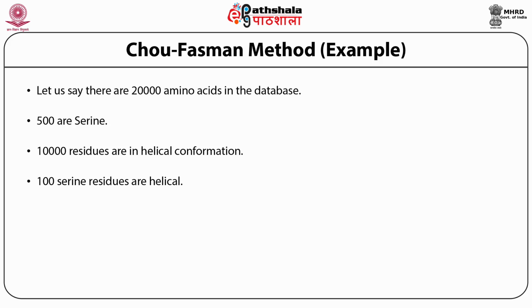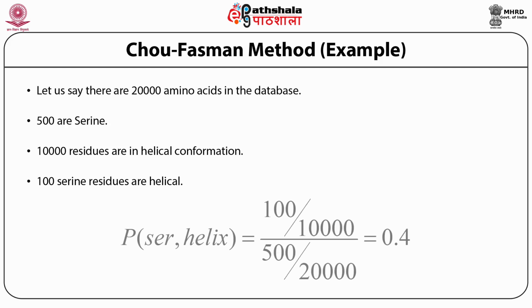This is an example of calculation of the propensity. Just for example, here we have 100 serine residues which are part of helices, and there might be about 10,000 residues which are in a helix, and overall serine occurs 500 times out of 20,000 amino acids. So 100 by 10,000 divided by 500 by 20,000 gives you a serine propensity of 0.4.